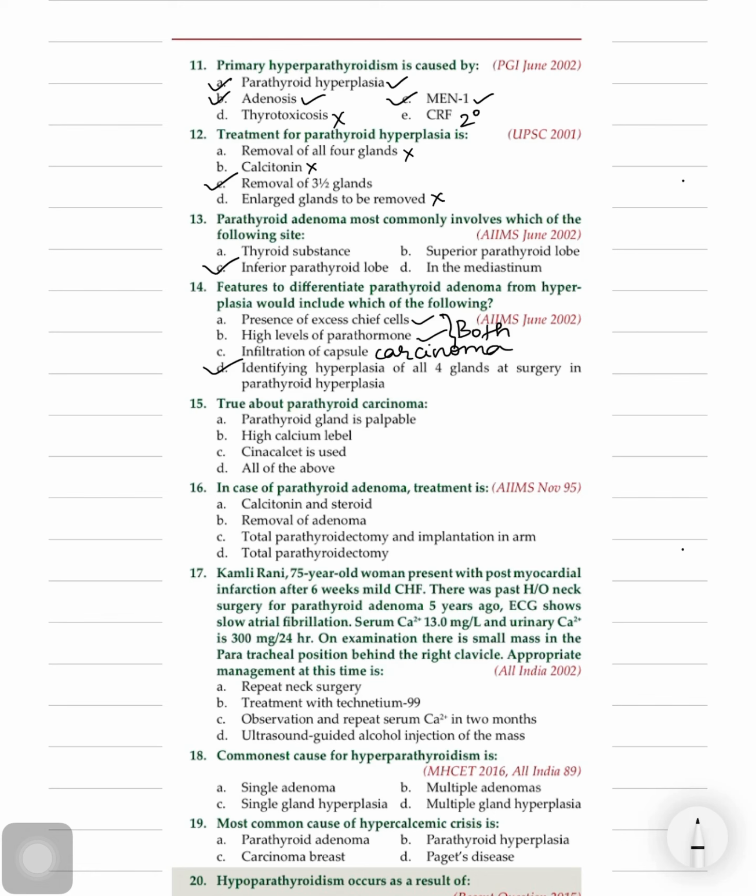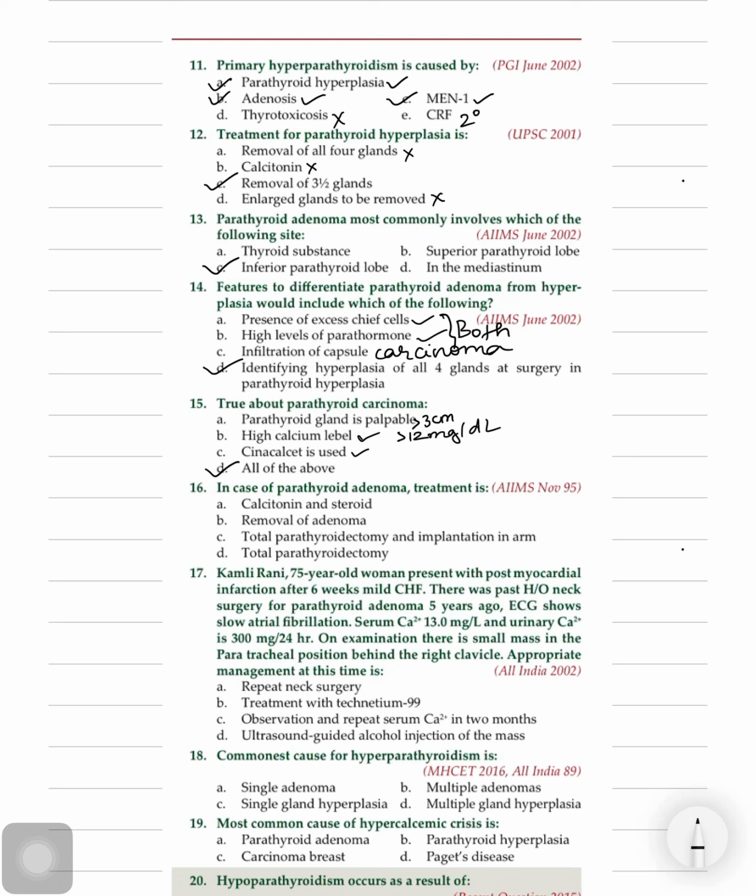True about parathyroid carcinoma. Parathyroid gland is palpable, yes; it will usually be more than 3 cm. High calcium level, more than 12 milligram per deciliter. Cinacalcet is used for reducing the hypercalcemia. So, all of the above is correct.